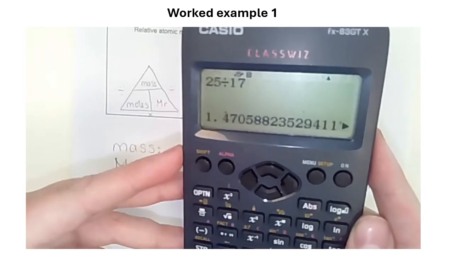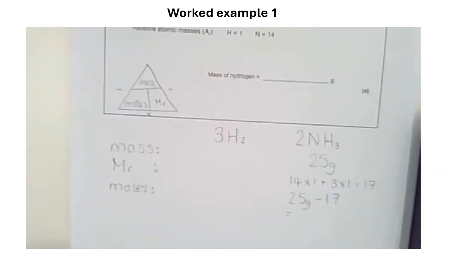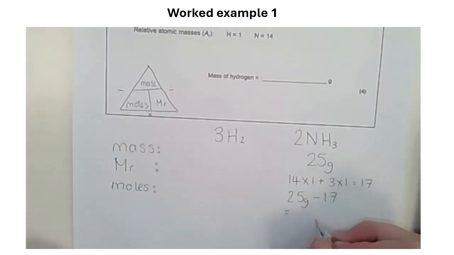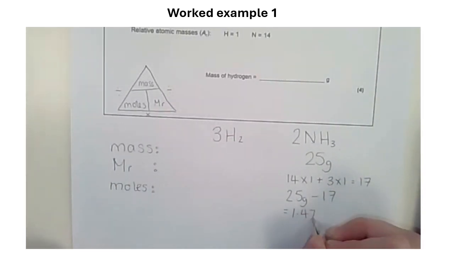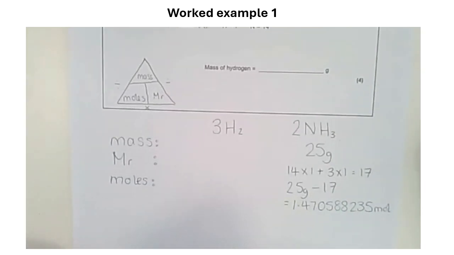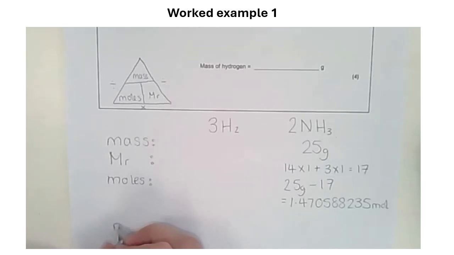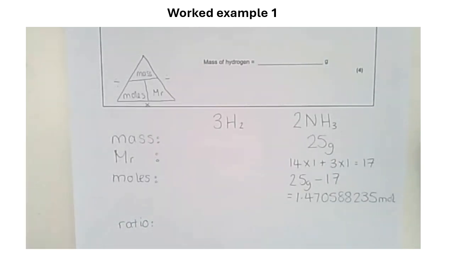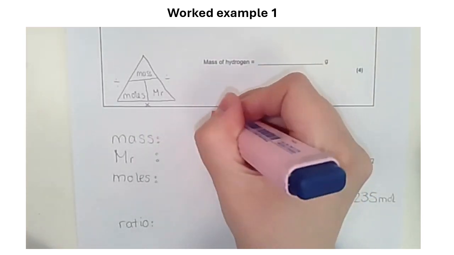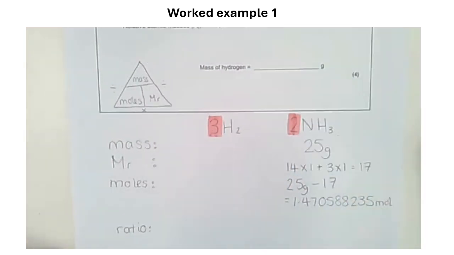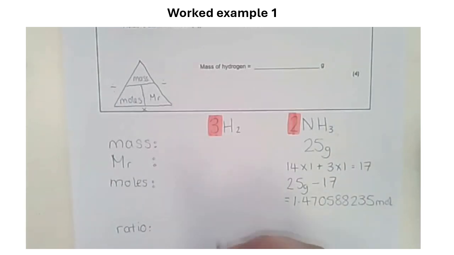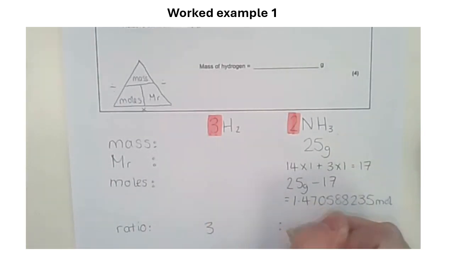Now my answer is a very long number. You're not going to round until the end of the question. So I'm going to write a good amount of the numbers on the sheet. My unit for moles is mole. And I now need to consider the final thing, which is my molar ratio. My molar ratio is the numbers at the front of my chemical formula up here. So I've got a molar ratio in this example of 3 to 2.